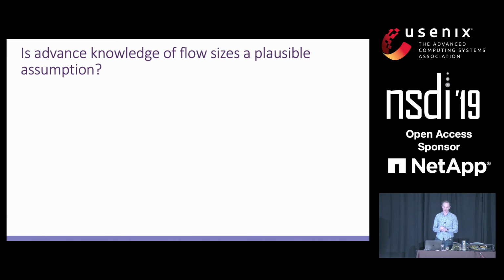Okay, so the rest of the paper is about data centers. One is a really cool question. Is advanced knowledge of flow sizes a plausible assumption? Believe it or not, the answer is yes. This is great news. How do they do it? Can you guess? Anyone? Machine learning.